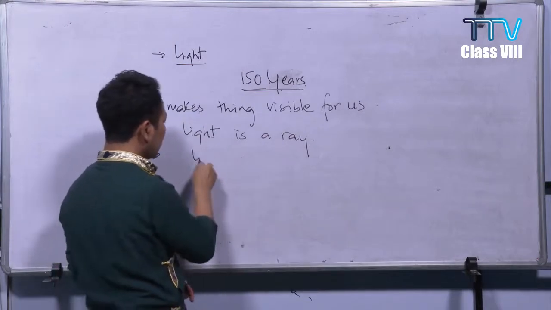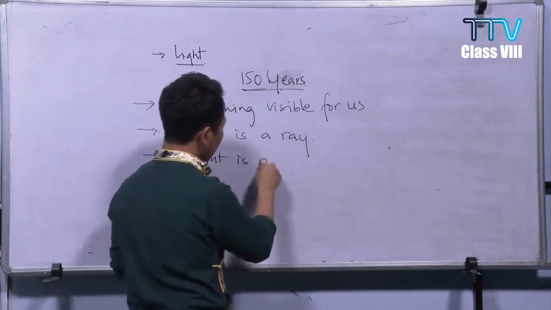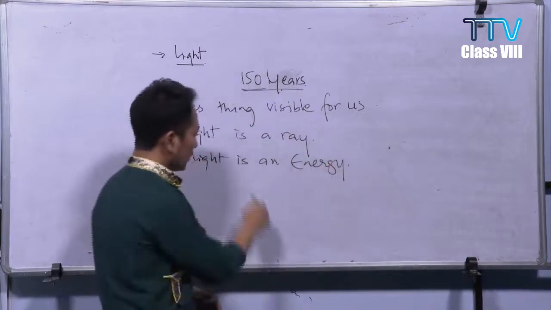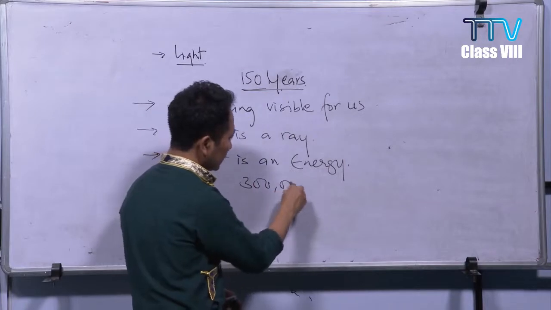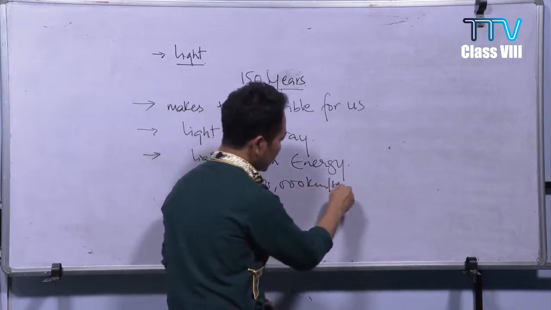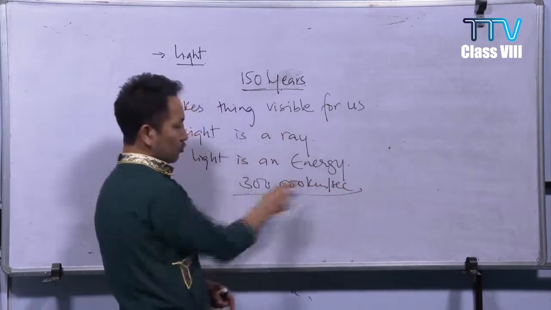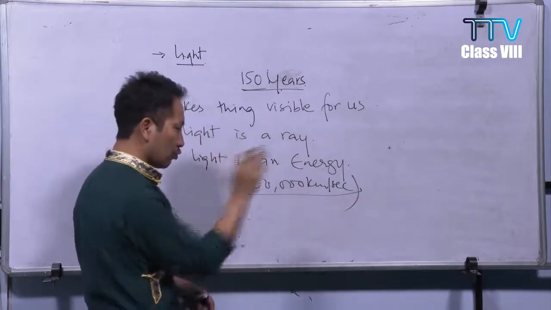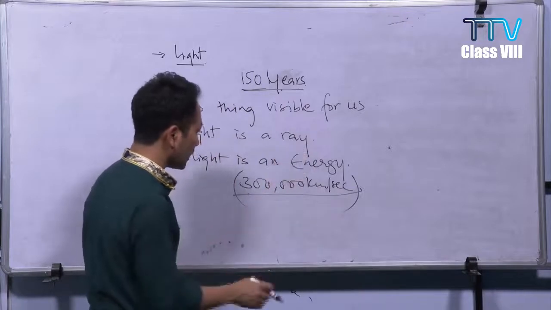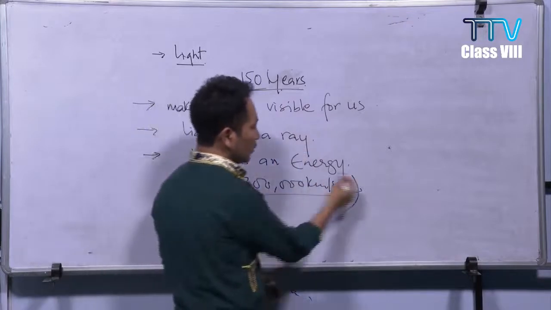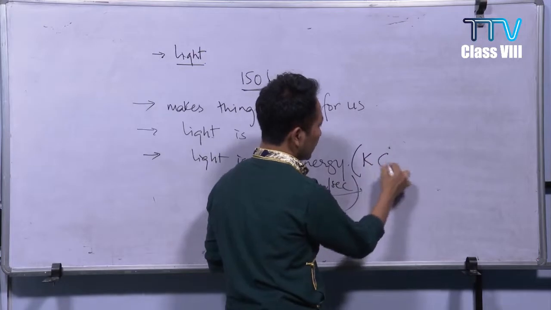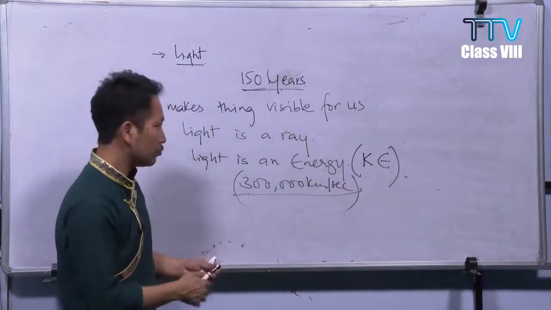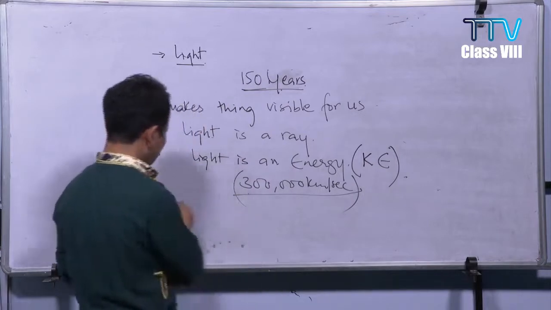Then light is an energy. The speed of light is 300,000 kilometers per second. Light is a form of kinetic energy. So light is a kinetic energy.